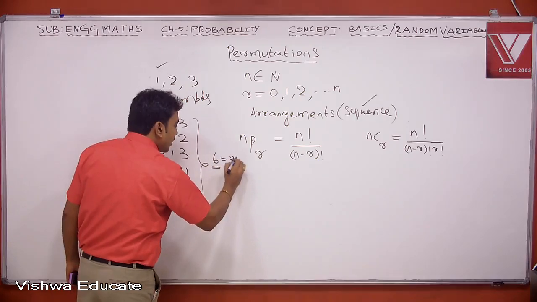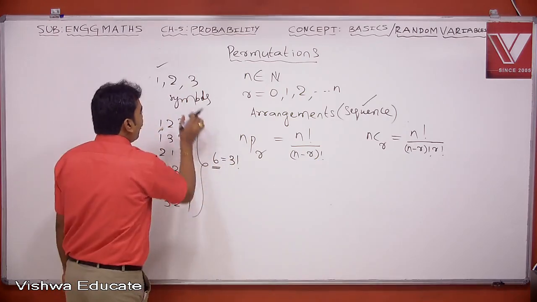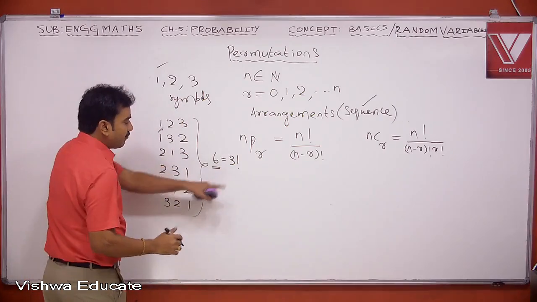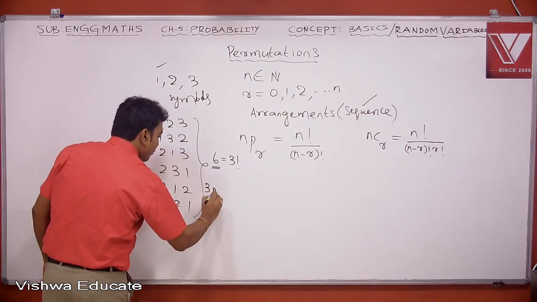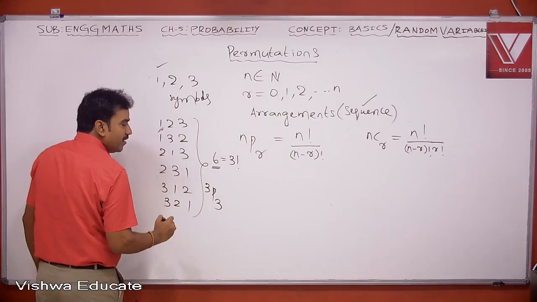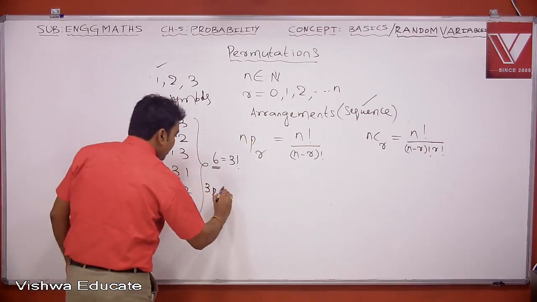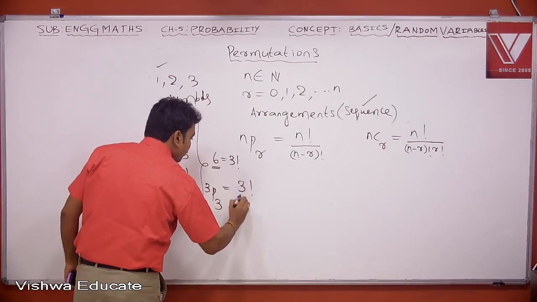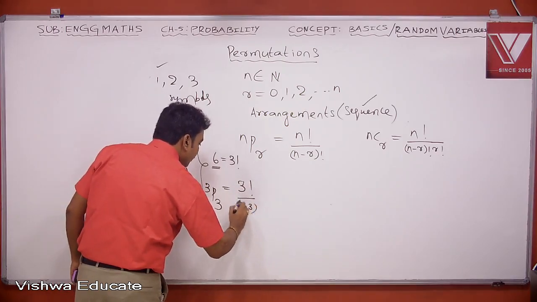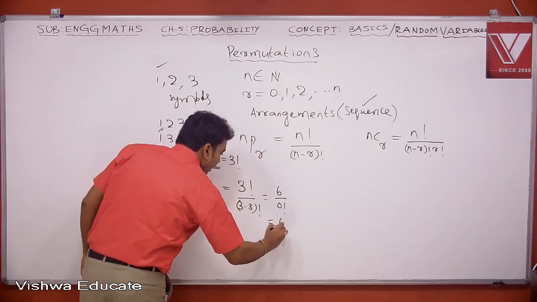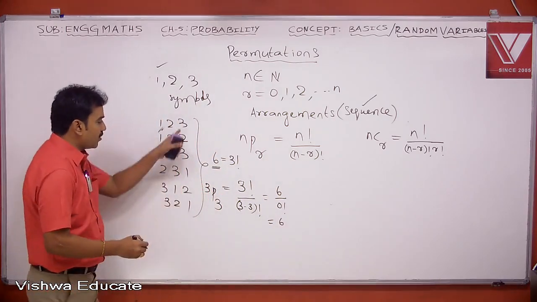Basically this 6 is nothing but 3 factorial. How many symbols are there? 3 symbols only. In how many ways can they be arranged? 3 factorial, which is given by 3P3. 3P3 is 3 factorial by 3 minus 3 factorial. 3 factorial is 6, the denominator is 0 factorial, and 0 factorial is 1. So this is the way.